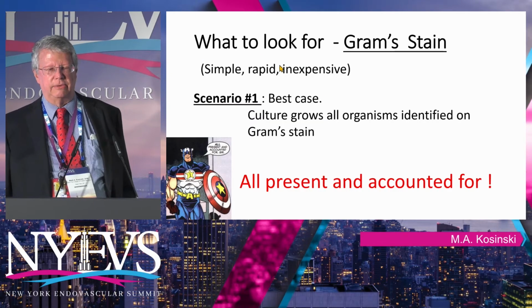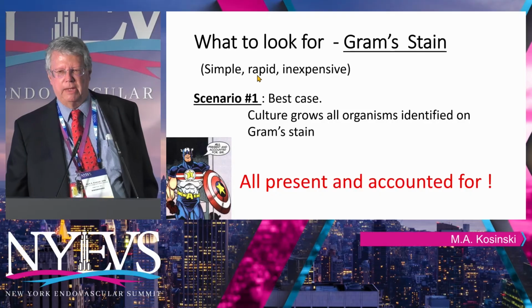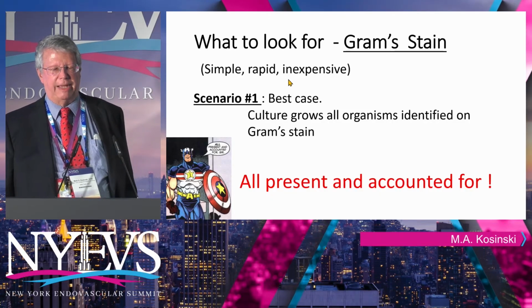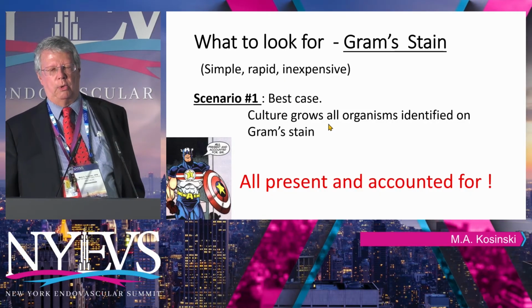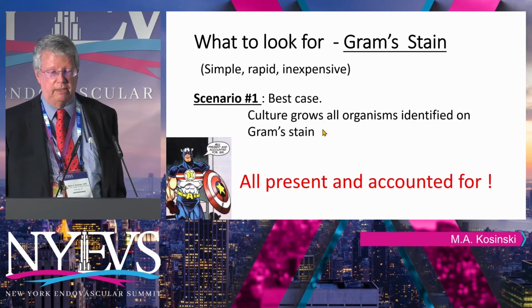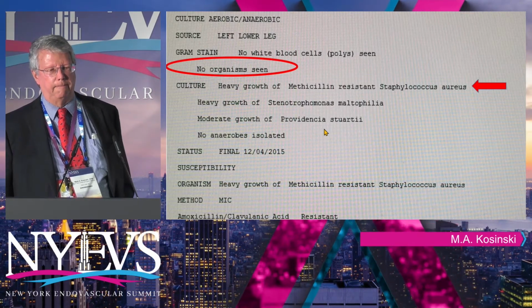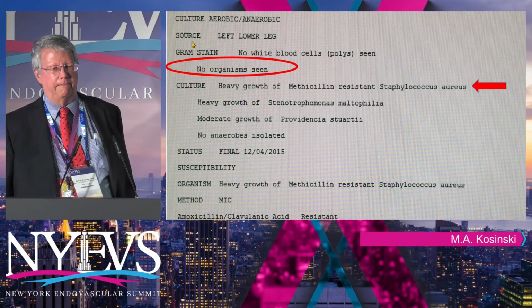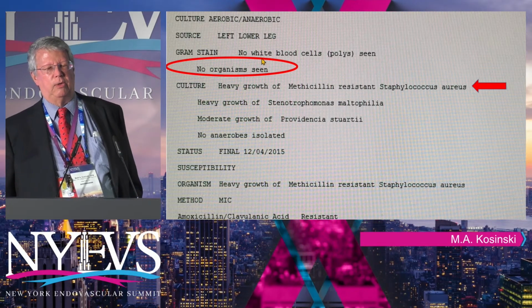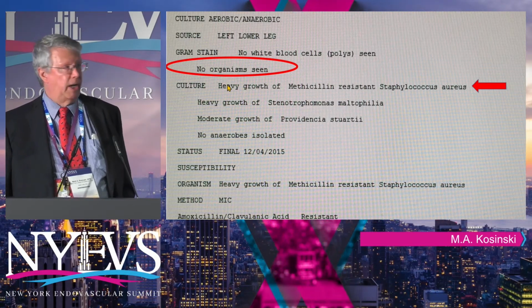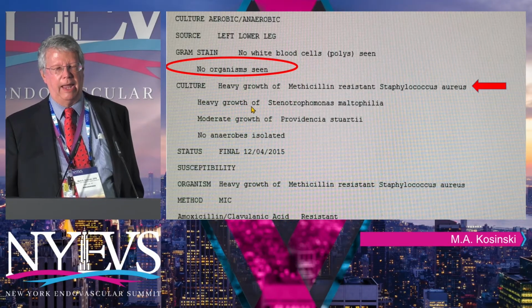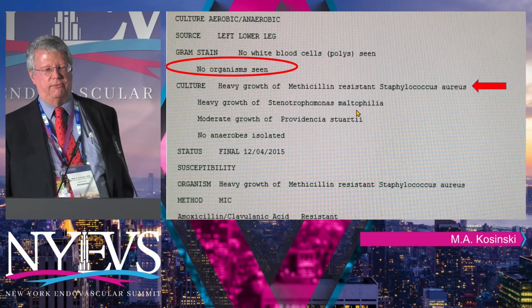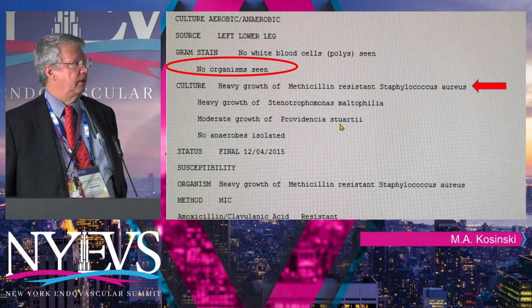Let's look at Gram stains. Gram stains are simple, they're rapid, they're inexpensive. The best case scenario is that the culture grows all the organisms identified in the Gram stain, all present and accounted for. But that doesn't always happen. Now we have a Gram stain with no organism seen, but a heavy growth of MRSA, a heavy growth of S. multivora, a moderate growth of Providencia.